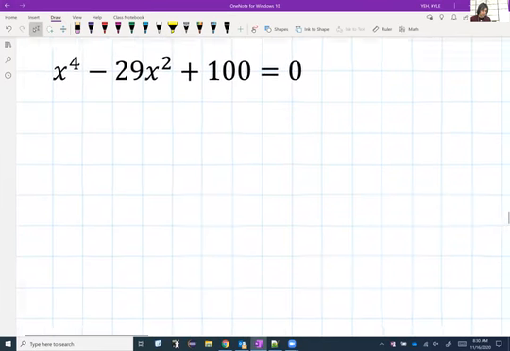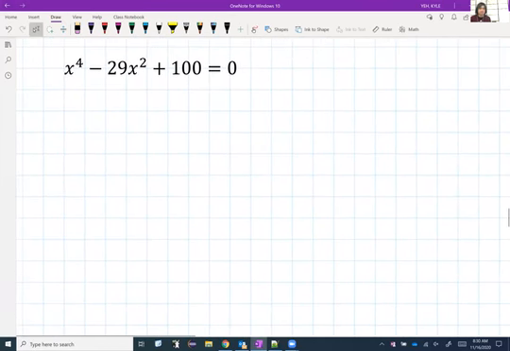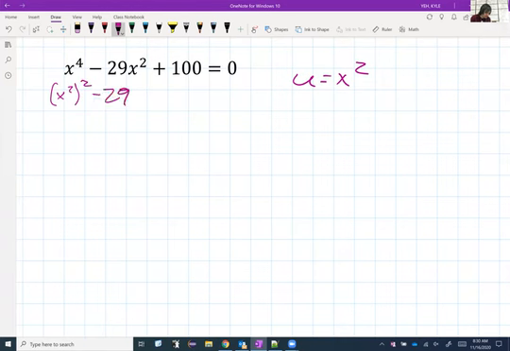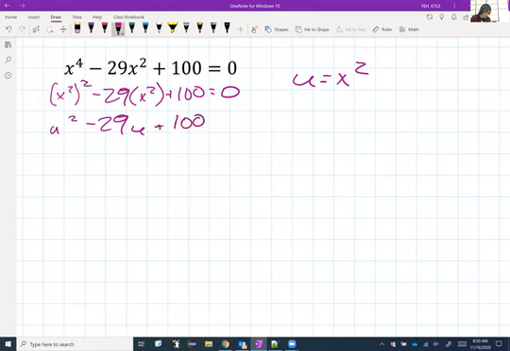And then here's another one that I just put on here. I know we kind of solved this one already, except we didn't. We factored it. And so you see that x to the 4th, you see x squared, and you're like, oh, that x squared is half the degree of x to the 4th. This is probably a u substitution, a quadratic form one. So I'll say u equals x squared, because this would be x squared squared minus 29 x squared plus 100 equals 0. So u squared minus 29u plus 100 equals 0.